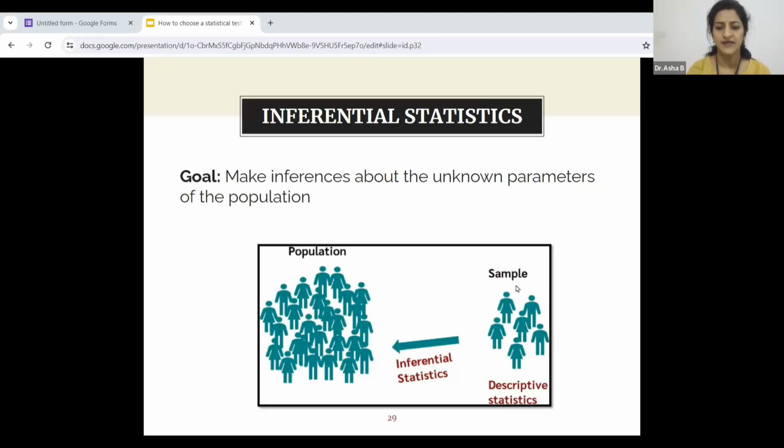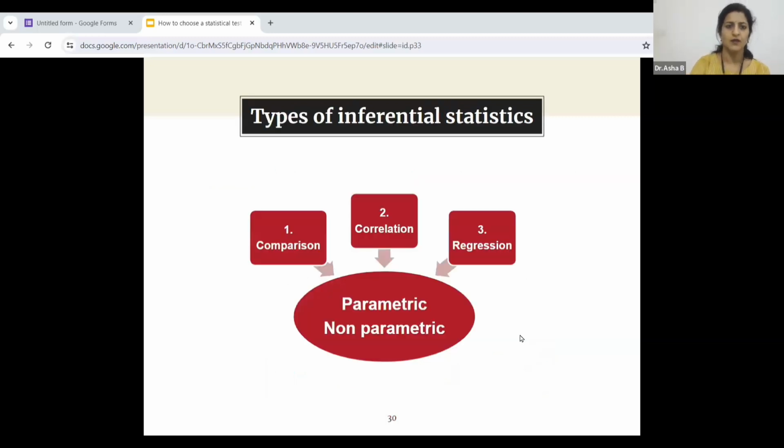Inferential statistics take data from the sample and then make inferences about the large population from which the sample is drawn. So descriptive statistics are applied only on the sample, whereas inferential statistics are used mainly to make inferences about the population from the sample numbers.